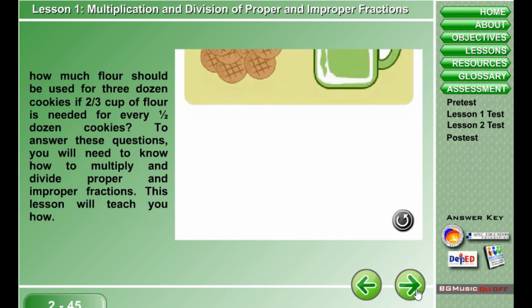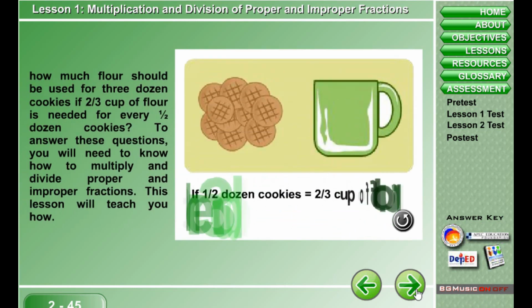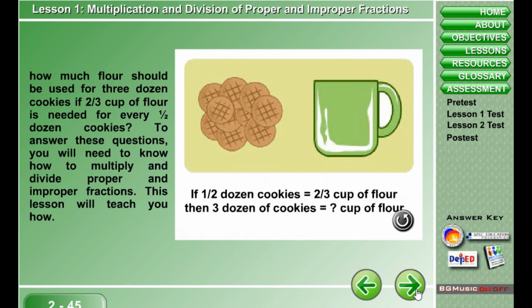Or how much flour should be used for 3 dozen cookies if 2/3 of a cup of flour is needed for every half dozen cookies? To answer these questions, you will need to know how to multiply and divide proper and improper fractions. This lesson will teach you how.